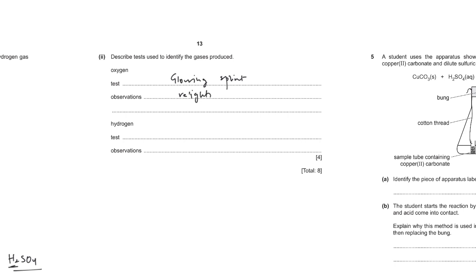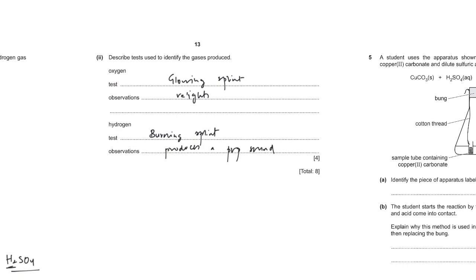Okay, and the other one is hydrogen. The test is you use a burning splint, and the observation is it produces a pop sound. Sometimes the sound doesn't come, but there is still a flicker, a pop.